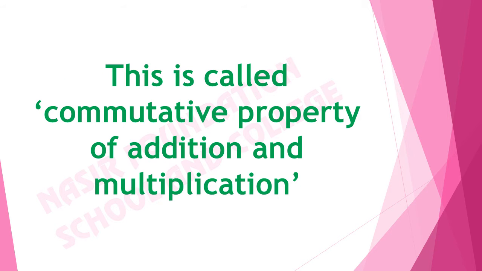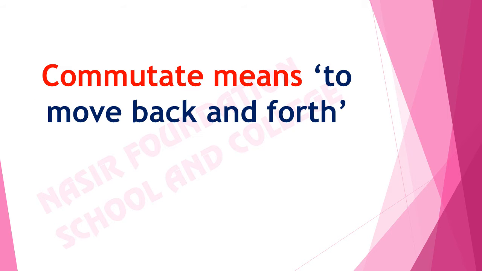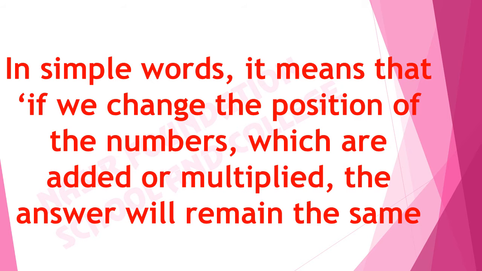This is called commutative property of addition and multiplication. Commutate means to move back and forth. In simple words, it means that if we change the position of the numbers which are added or multiplied, the answer will remain the same.